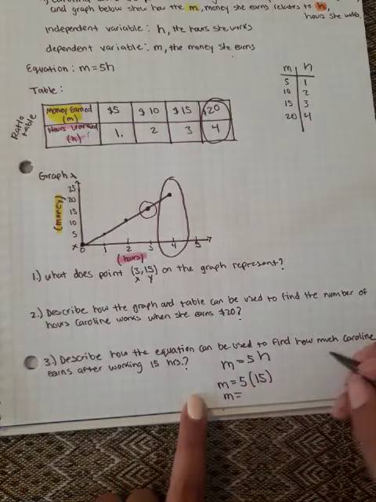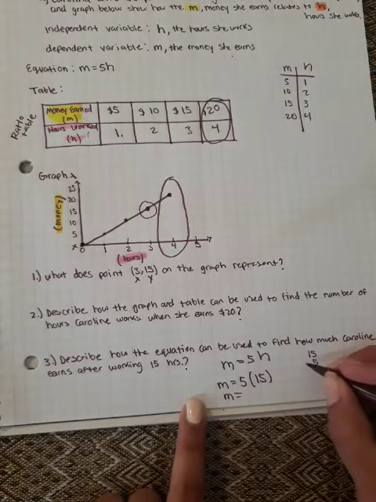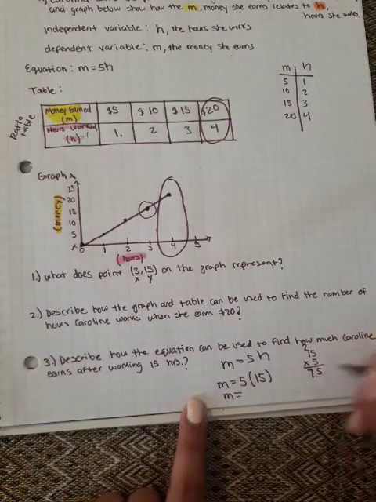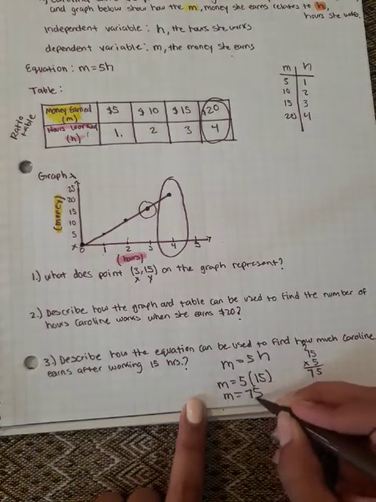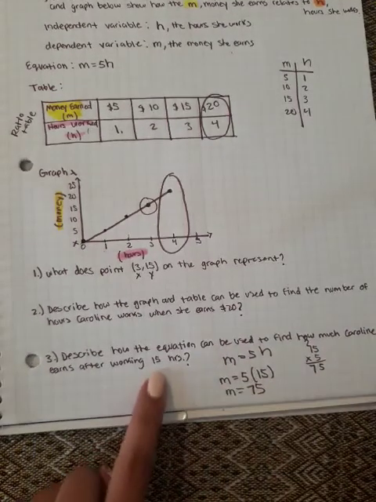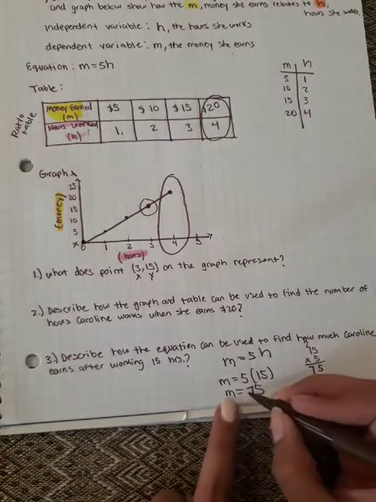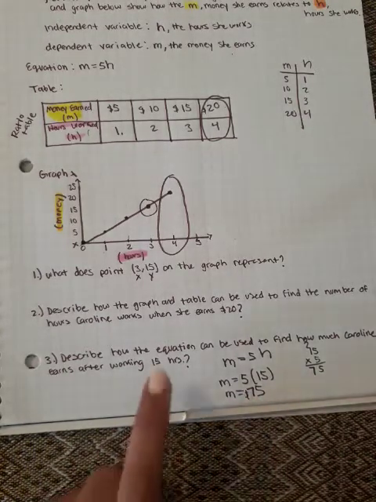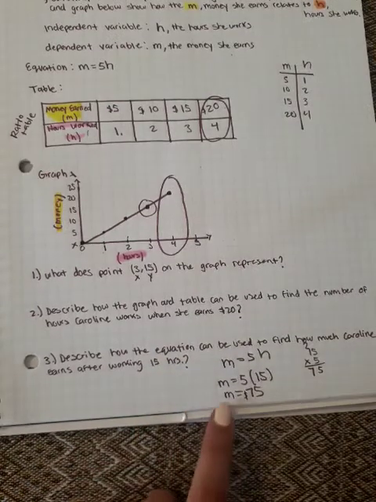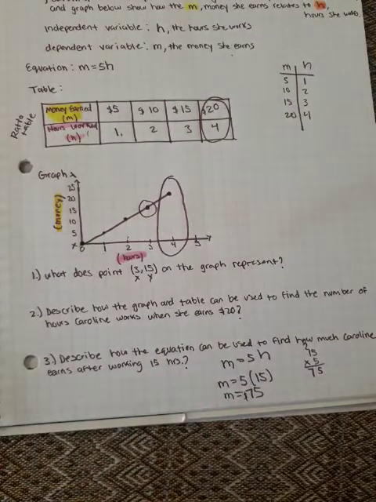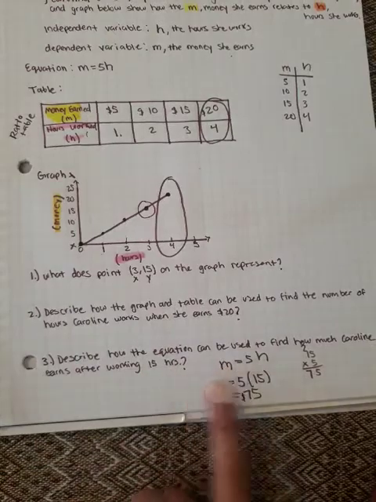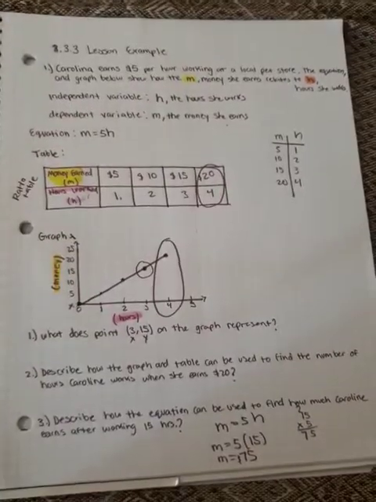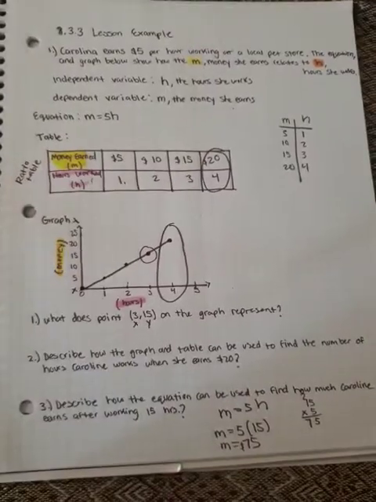And 5 times 15 is, let me do a little math on the side. 25, 5, 6, 7, 75. So if she works for 15 hours, she will earn $75. If H equals 15, M will equal $75. So in your own words, kind of explain that. And then you're off. You're set to do practice number 1 on your own.